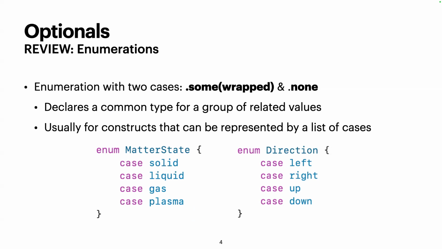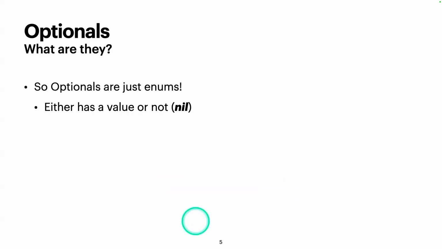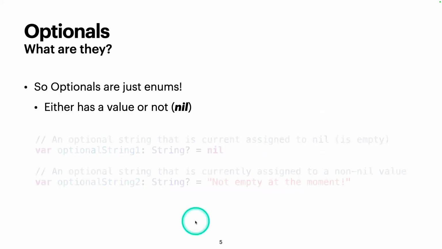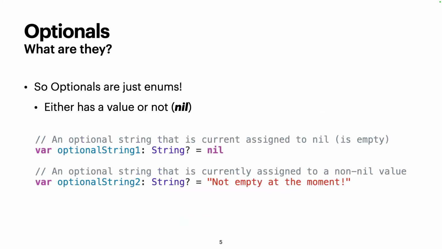An optional is an enumeration with two cases: some, with some wrapped value, and none. Okay, so what does that mean? Well, optionals are just enums. It either has a value or it doesn't. So I think if you've taken 61A before, this none case is sort of like None in Python. Or in Java in 61B, it is null. We call it nil in Swift, but it's analogous to None in Python and null in Java.